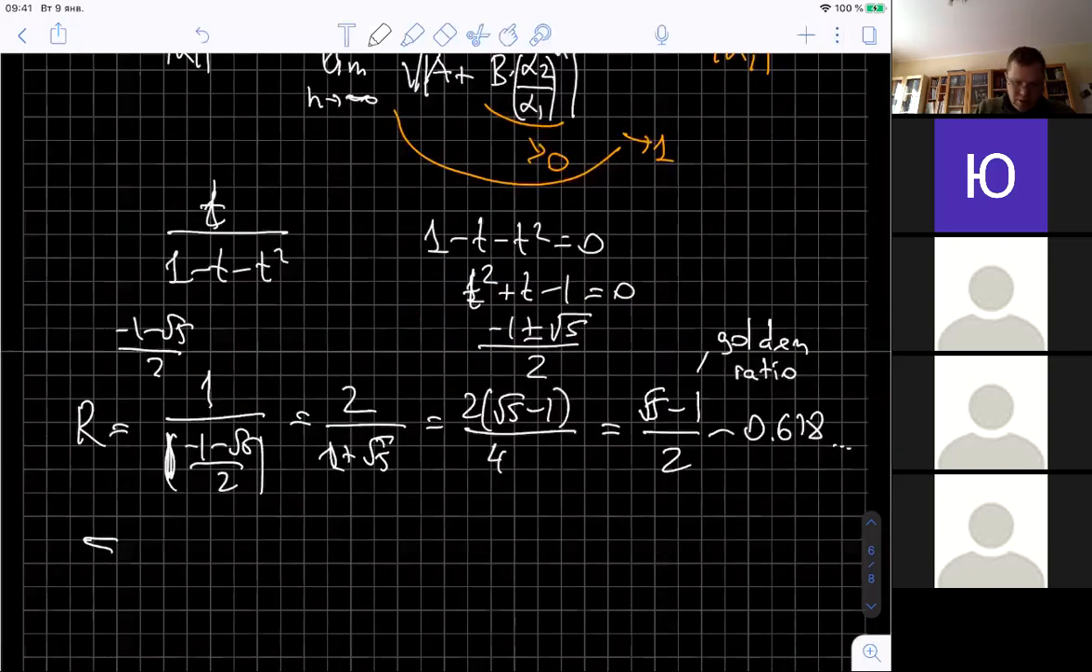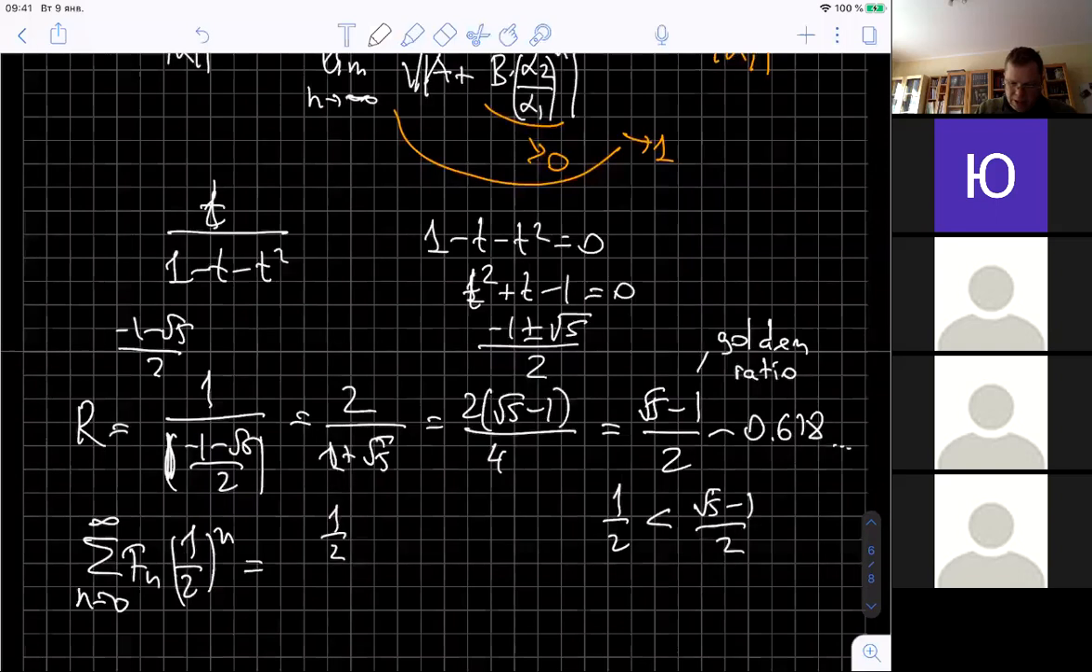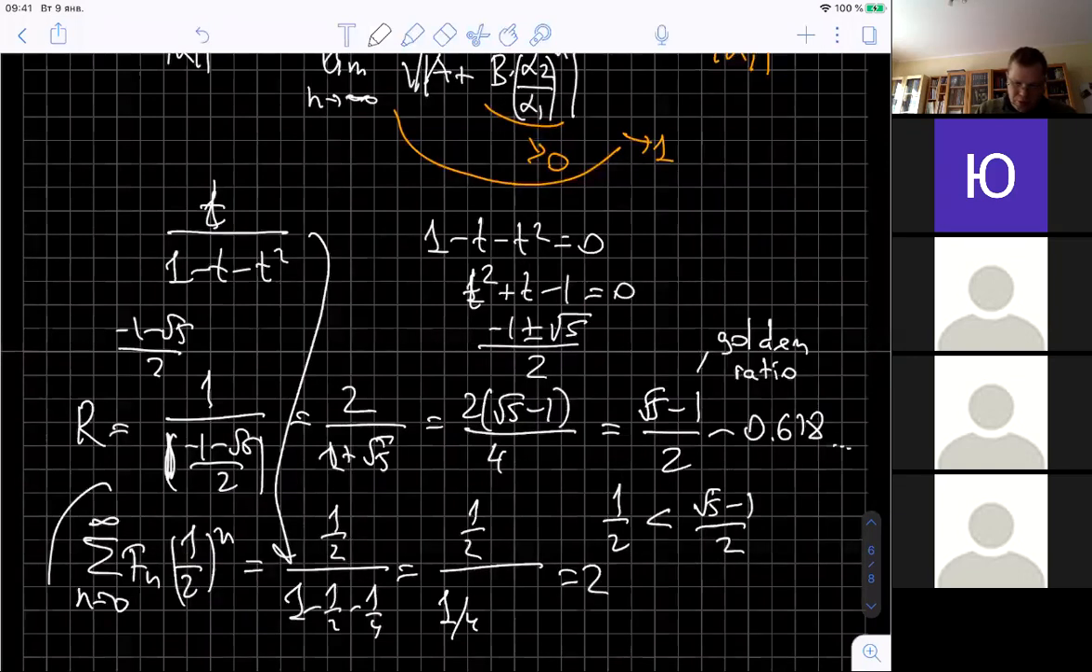And so if we want to calculate this sum, since 1 over 2 is less than square root of 5 minus 1 over 2, we can just calculate this using this formula. And so the answer will be equal to 2. So using this generating function, we can find infinite sums involving the Fibonacci numbers. Okay, do you have any questions?